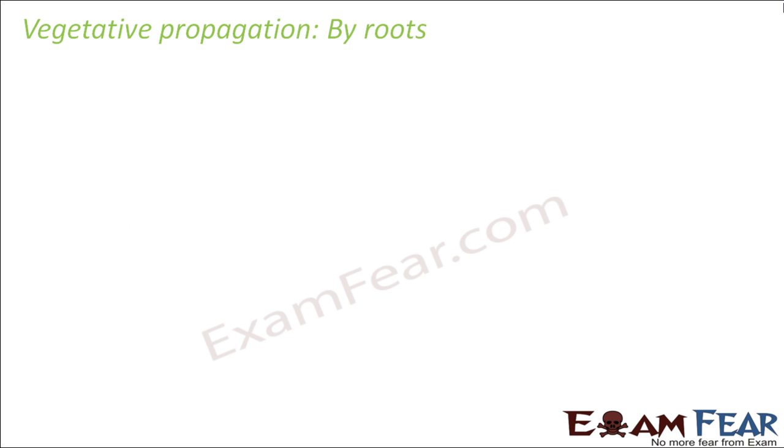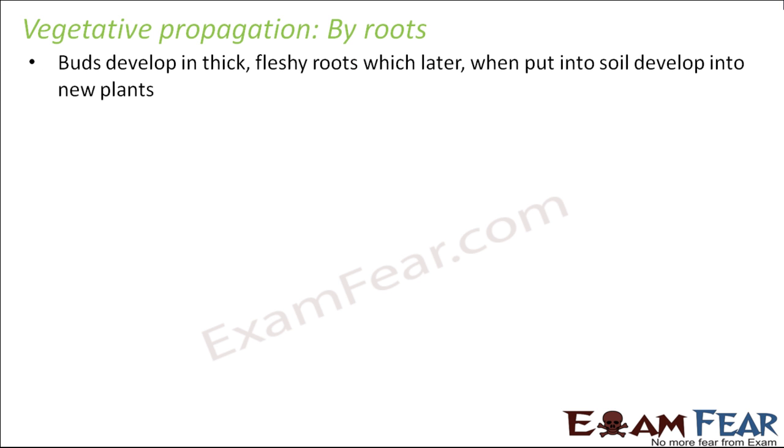So let us talk about vegetative propagation by roots. Let's see how vegetative propagation happens with roots. Now, there are certain plants where roots are very fleshy and thick, and in fact, they are used for storage of food. These kinds of roots can help to give rise to an entire new plant. So let's see how that happens. In some plants, buds develop in thick fleshy roots, which later when put into soil develop into new plants.